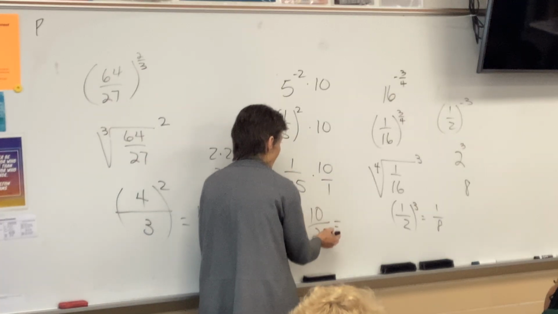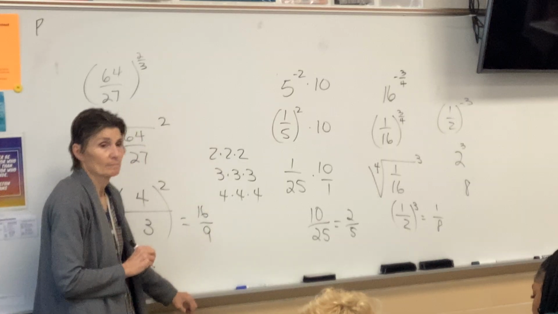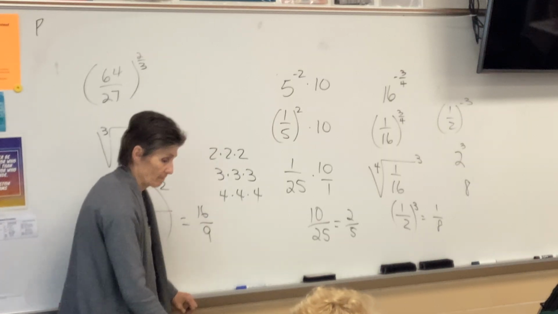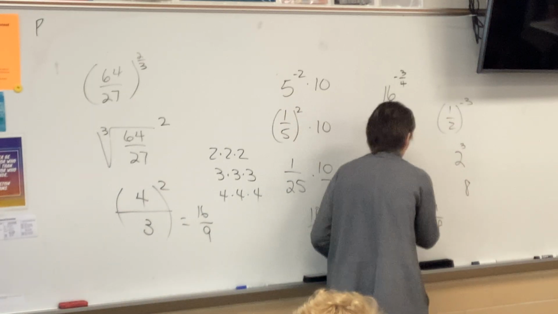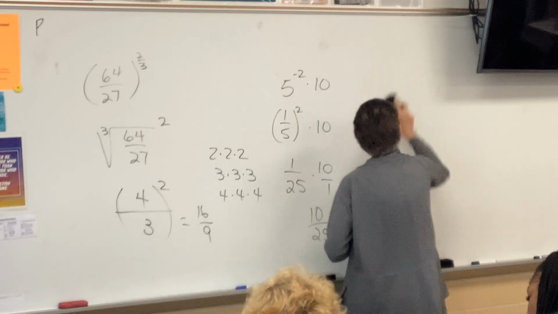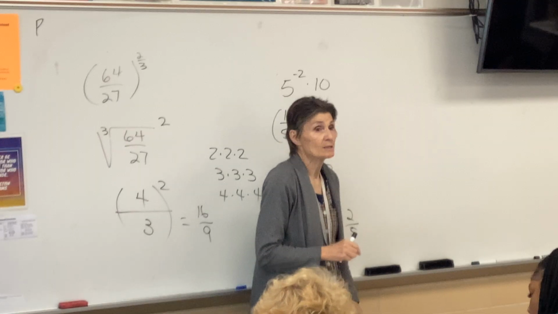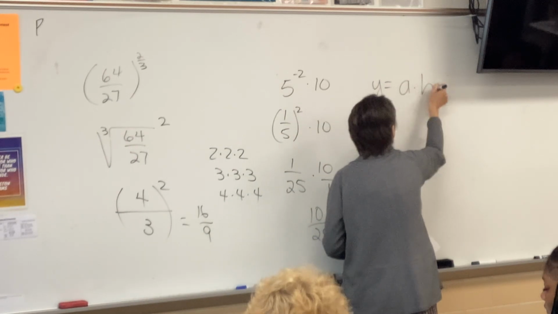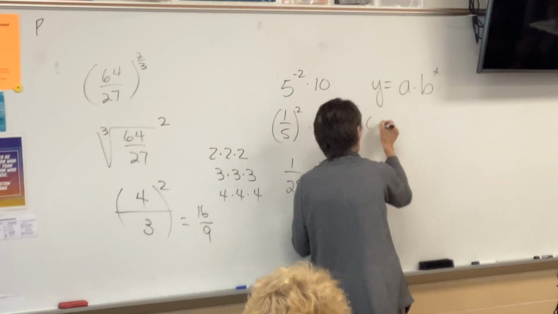reduces by 5s to 2/5. Alright. Now you're gonna have to write an exponential. Anybody remember what an exponential looks like? Y equals A times B to the X. And I've got my 2 points.